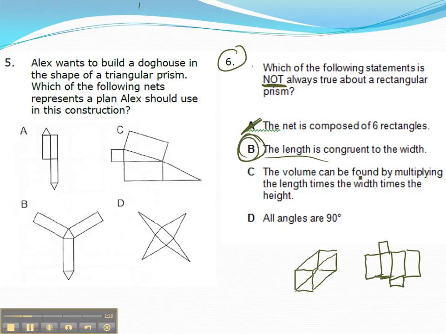C says the volume can be found by multiplying the length times the width times the height. Well, length times width will give us the area of the base, and if we multiply the area of the base times the height of the prism, that will give us the volume. So that's always true. And then all angles are 90 degrees, answer choice D. That's also always true because if all the faces are rectangles, all the angles have to be 90 degrees. So it's definitely answer choice B. The length is not always congruent to the width. It could be, but not always.